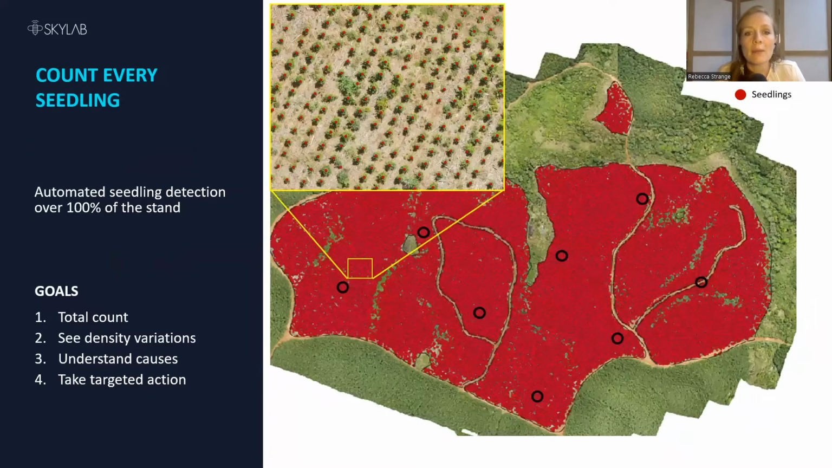So at Skylab, we count every single one of those seedlings. I should point out this can only be done with very high resolution data from drones. But you not only get a total count, you can also see the density variations across the stand. And then from that, you can look at the causes of those variations, which of course in turn allows you to take targeted action.